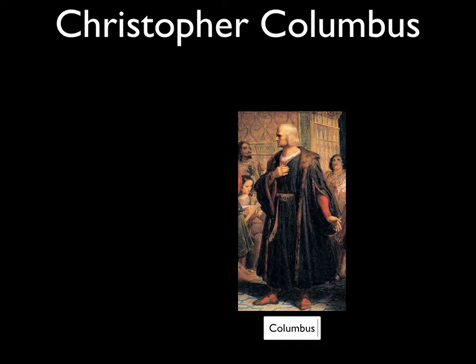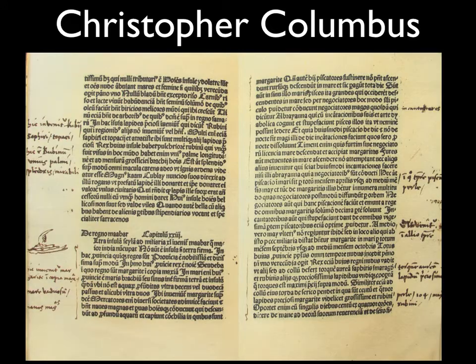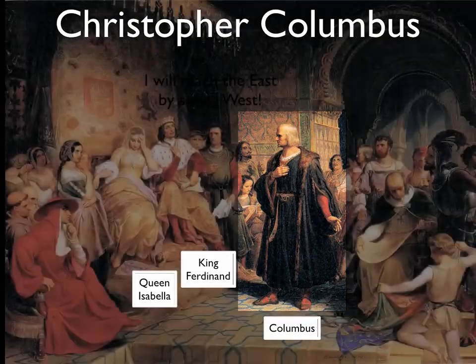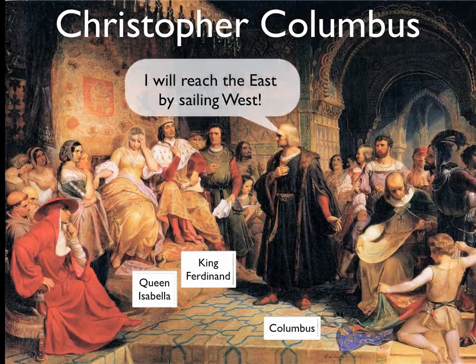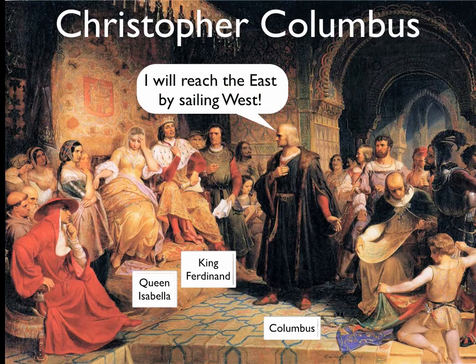Columbus was obsessed with sailing to Asia. We know this because he read the stories of Marco Polo and took notes in the margins of his books. Columbus approached Queen Isabella and King Ferdinand of Spain with a plan. "I will reach the east by sailing west," Columbus declared.